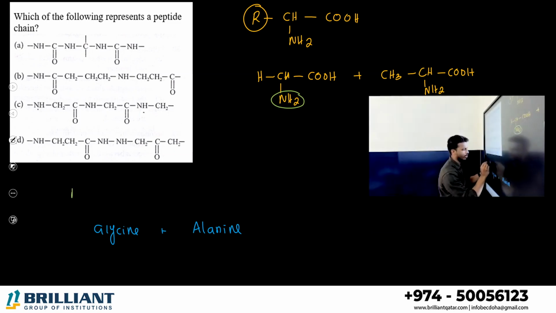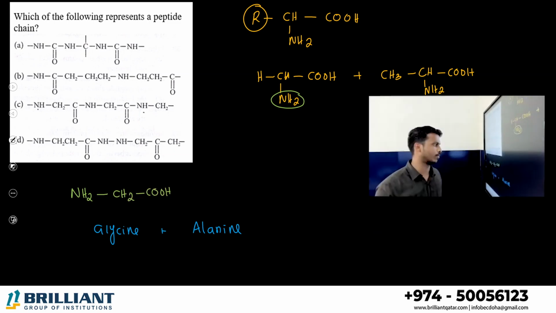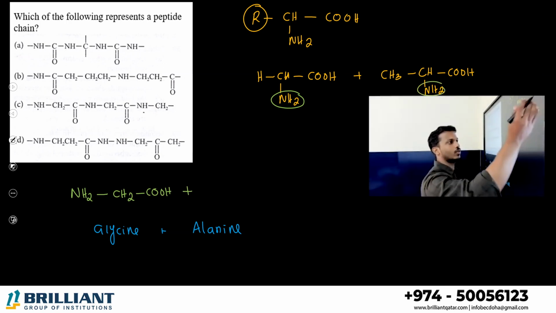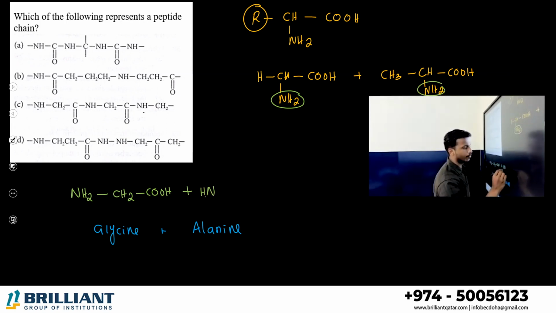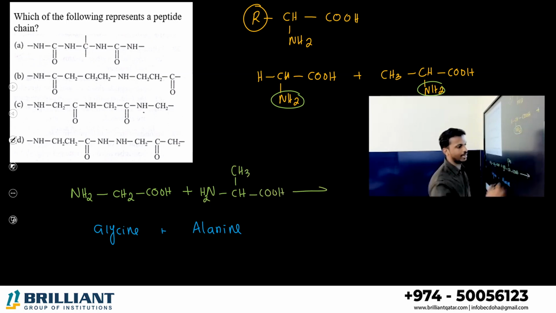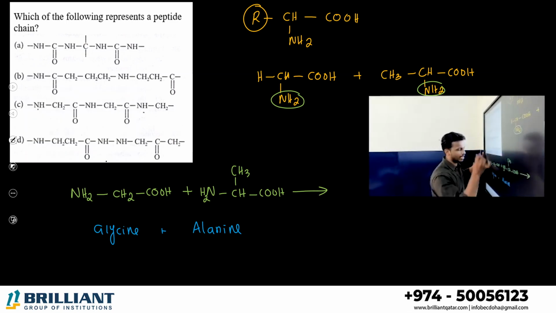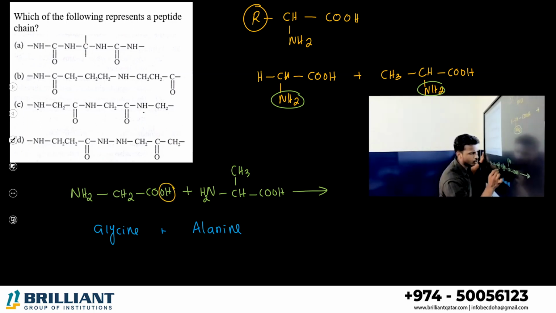So NH2 CH2 COOH. This is glycine, right? What is alanine? Let me write the NH2 group again on the left side: NH2 CH(CH3) COOH. This is alanine. This is simply elimination of water. From the carboxylic acid you take the OH group, and from the NH2 group you take one hydrogen, eliminated as water.